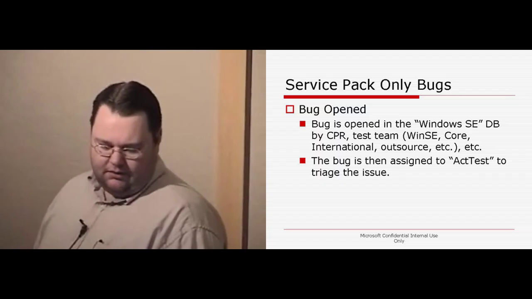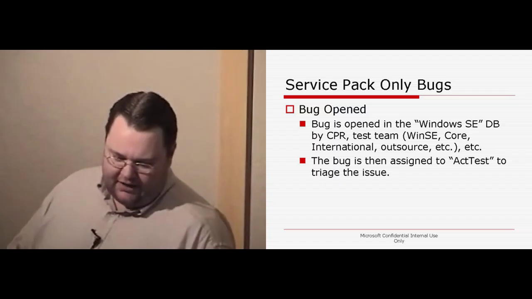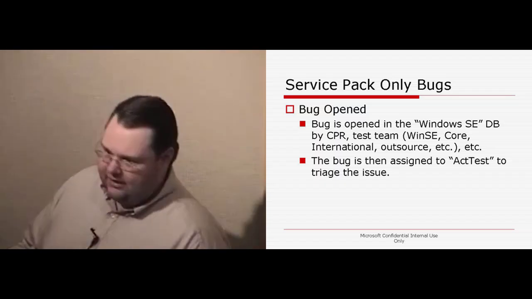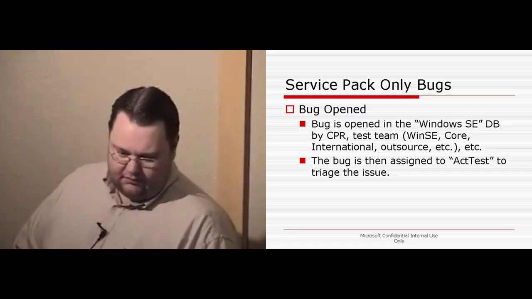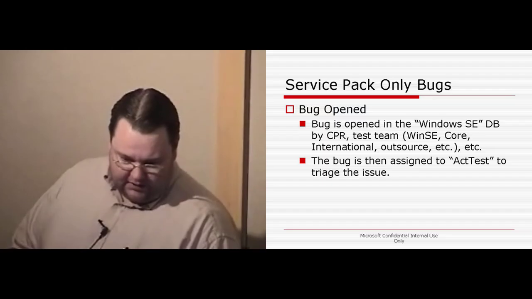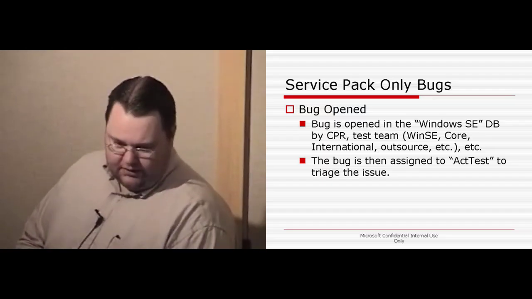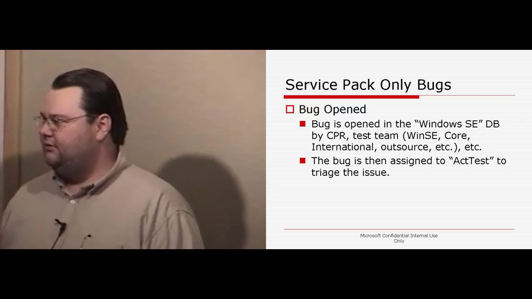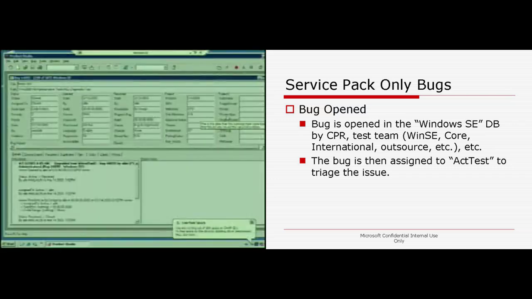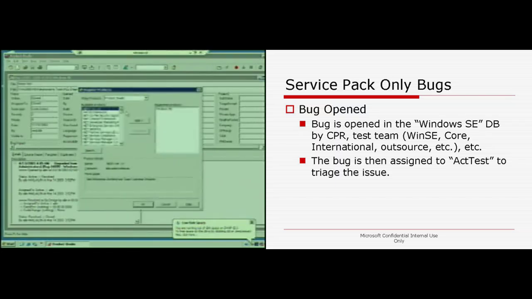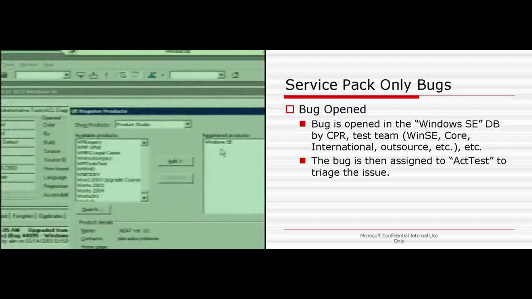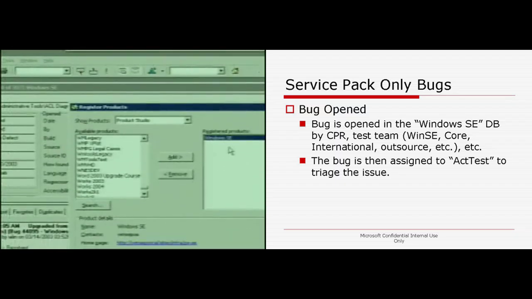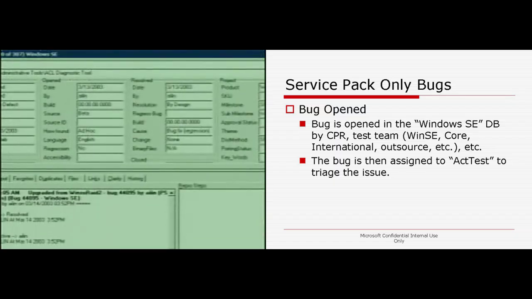All right, so like all bugs, they get opened in the Windows SE database, and let me just flip over real quick and show you what that database looks like. So, have you guys all seen Product Studio yet? Okay. I won't go through a whole demo on that, but when you open up Product Studio, if you do register products, you can go through this list of thousands and thousands of databases until you find the Windows SE database. That's the database that all of our bugs are tracked in for service packs.